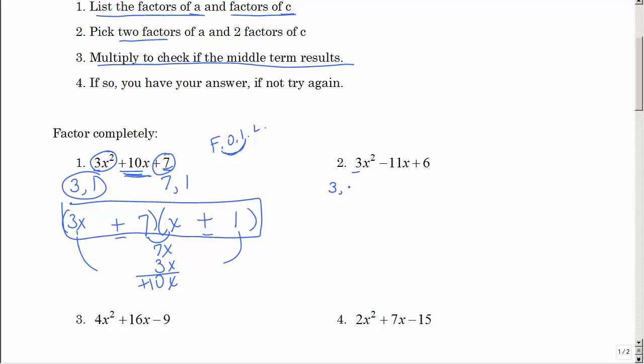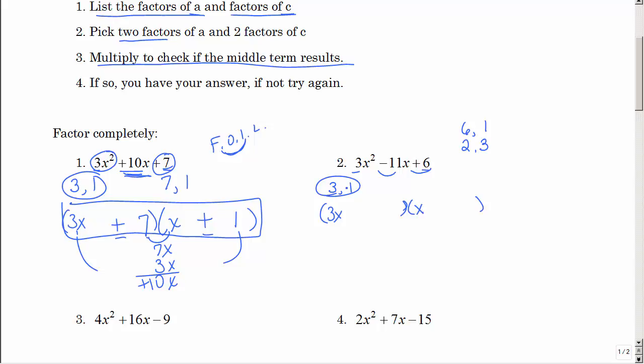So I know 3 times 1 are my only choices for 3. But for 6, I have 6 times 1 and 2 times 3. I know that in order to multiply get a positive and add to get a negative, my numbers both have to be negative. But I like to kind of do the signs last. Alright, so let's just start. 3x times 1x, I know that has to be right.